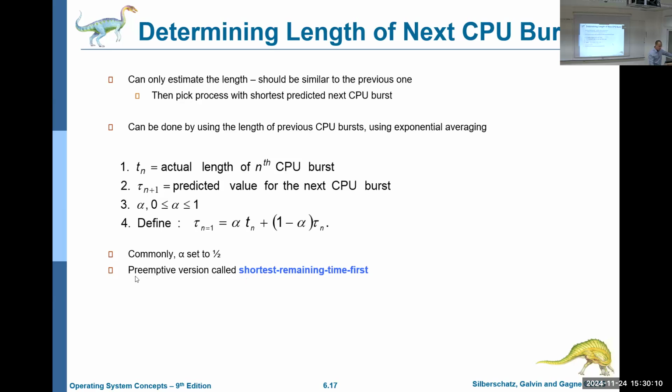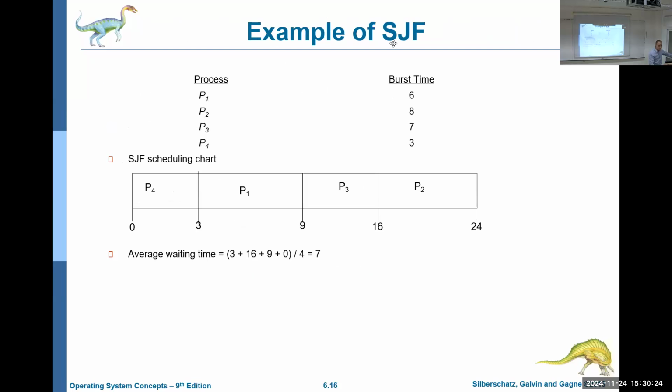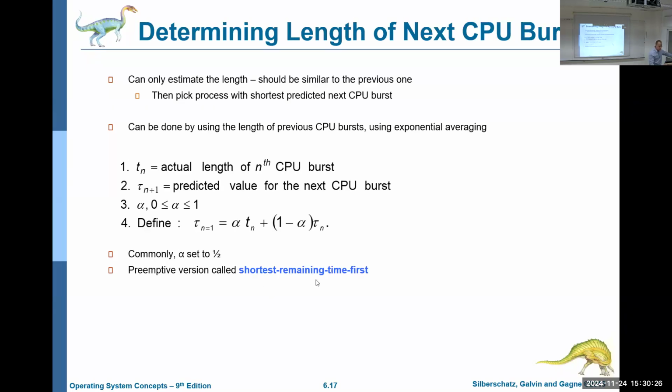Okay, here is a preemptive version of shortest job first, called shortest remaining time first, because we previously called this shortest job first. Now we're going to say shortest remaining time first. What do we mean by preemptive?